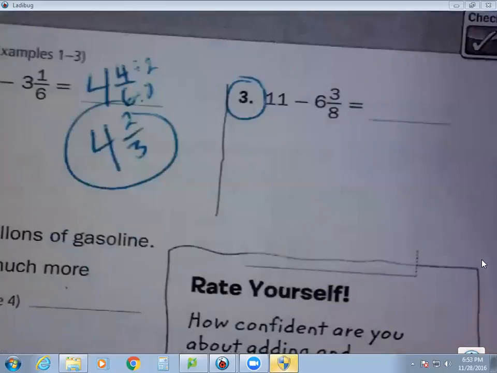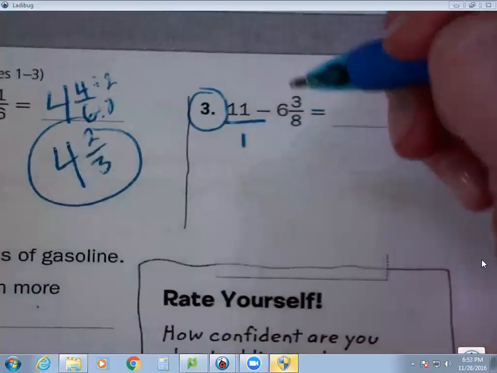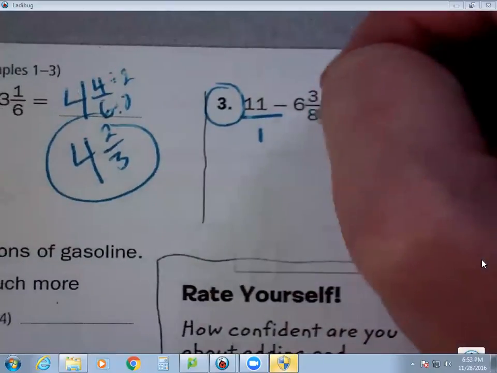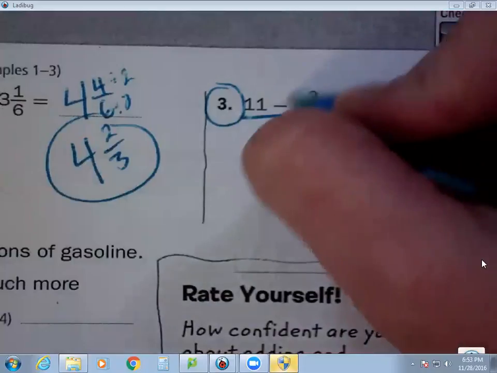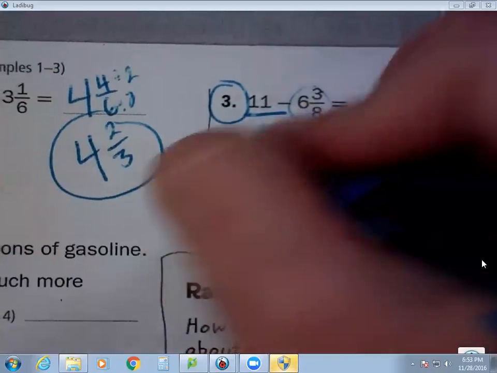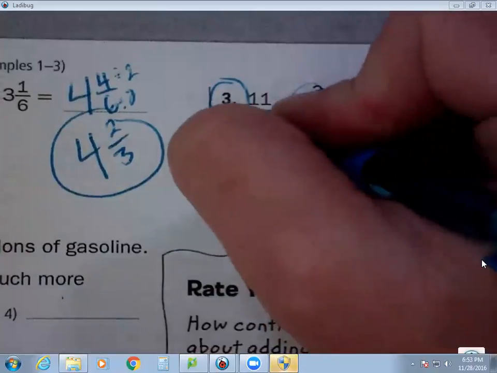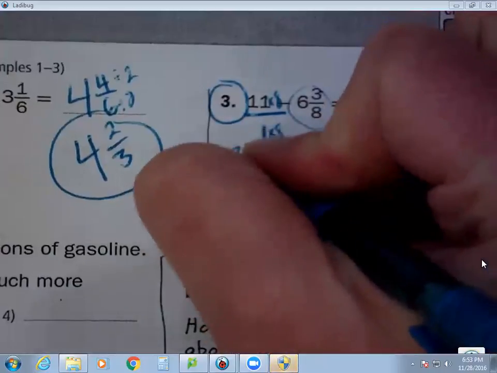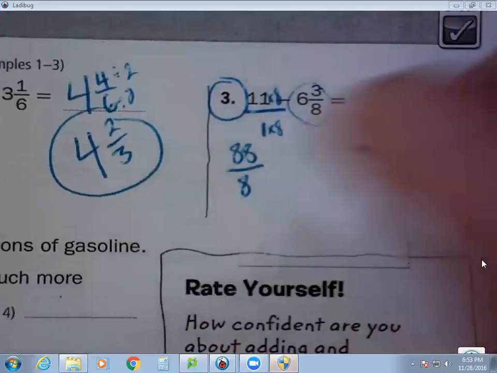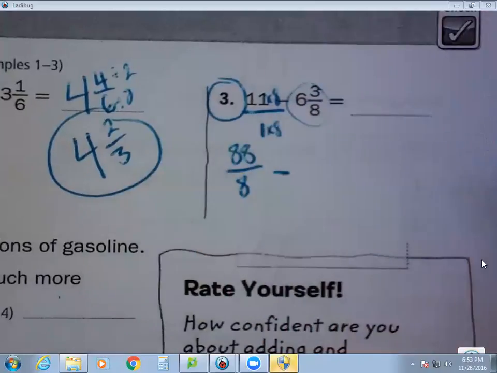All right, the last one though is going to be a little bit different, isn't it? 11 is the same as 11 over 1. And this is 6 and 3/8. So we're going to need to change these to eighths. And then we're going to need to move that to an improper fraction. So let's change it to eighths. All right, so I'm going to multiply top and bottom by 8 to get eighths. So that gives me 88 eighths. When I divide that, I get 111, right? Minus 6 and 3 eighths.